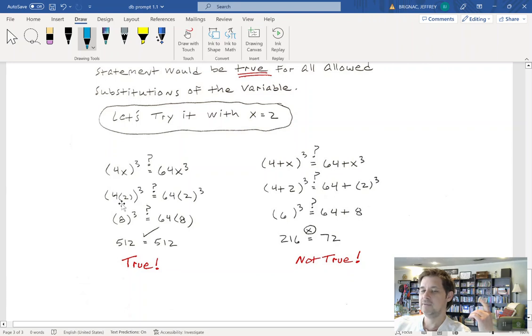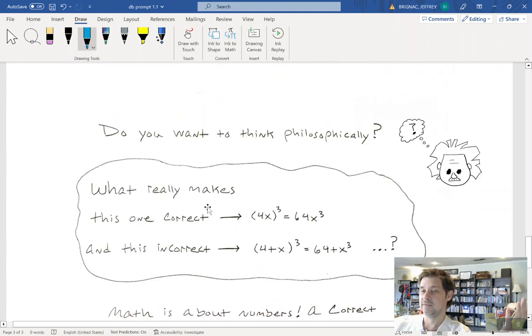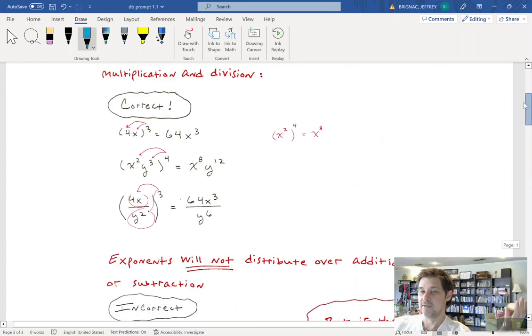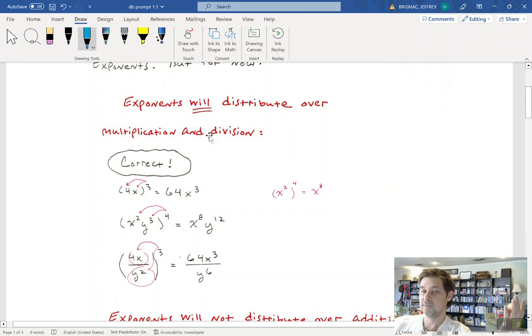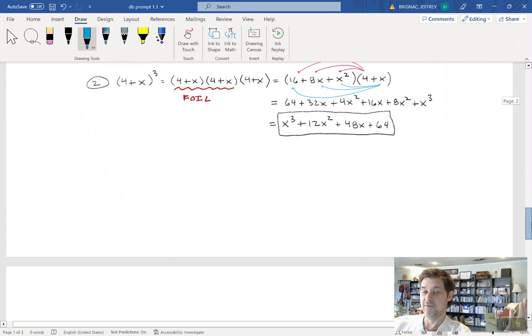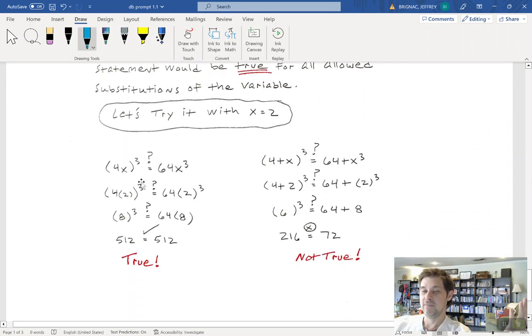So 4 times 2, that's 8, and then 8 to the third power is 512. Over here, I put the 2 in, so 2 to the third power, that's 8, then 64 times 8 is 512. It's true, right? Even though these look different, when you put a number in, you get the same answer. That's what we're saying. When we say this is correct, that's what we mean. When I say that you can distribute exponents over multiplication and division, I mean that if you do that, you'll get something that once the numbers go in will be true.